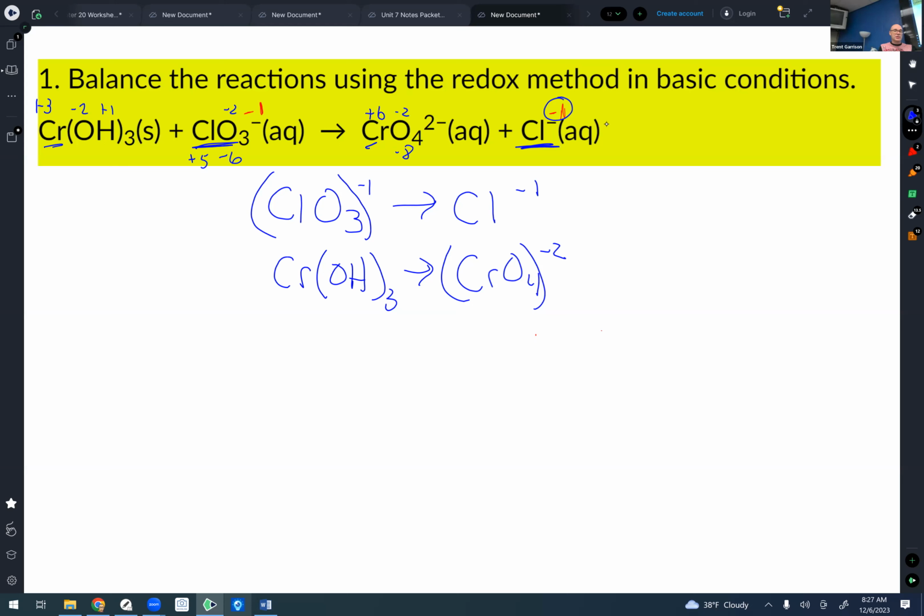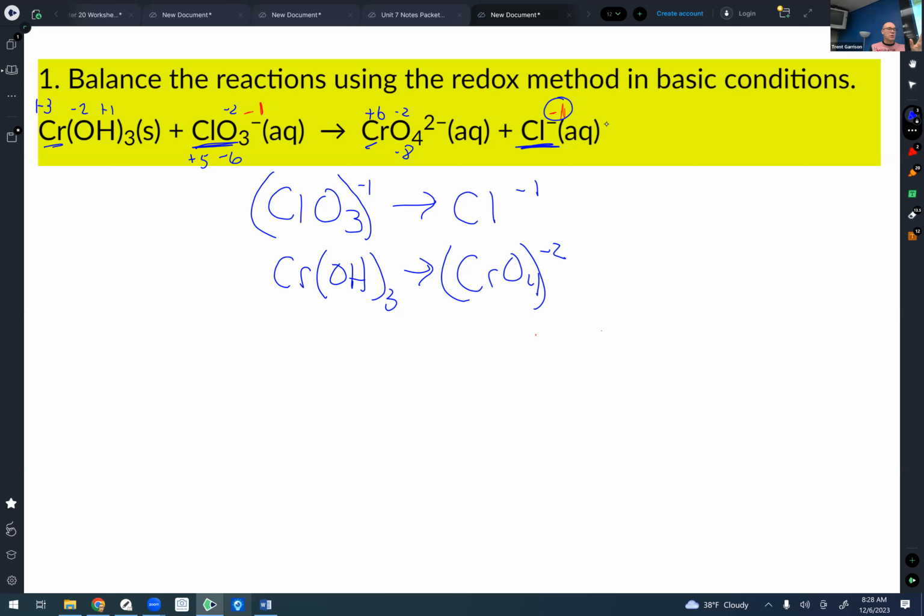Again, all you need to be able to do is to separate this into half reactions. Just look for the elements that aren't oxygen or hydrogen, and see if you can figure out that these are going to be the two where we'll split them and make half reactions. Then, next step, step 2 says balance anything that's not hydrogen or oxygen. Well, that's the chlorine, that's the chromium.